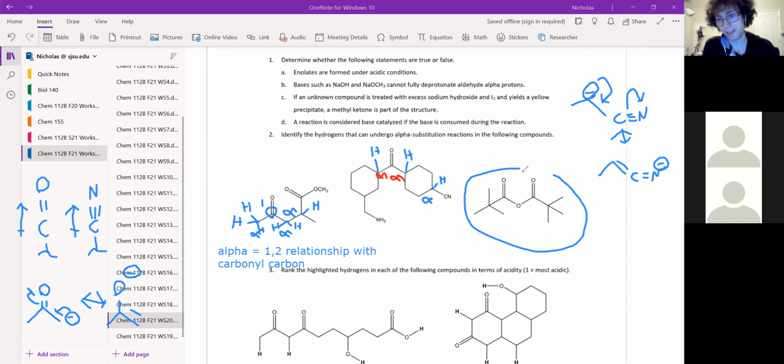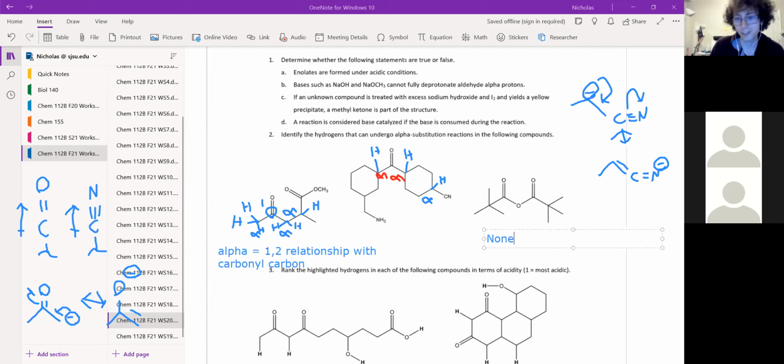And what about this last one? How many alpha hydrogens do we have there? I don't think there's any. That's correct. There aren't any because there's a bunch of methyl groups. This is alpha and this is alpha. There's no hydrogens there. So just get used to identifying alpha spots quickly because you'll be doing a lot of reactions at that position.